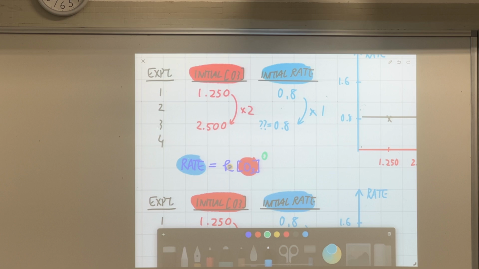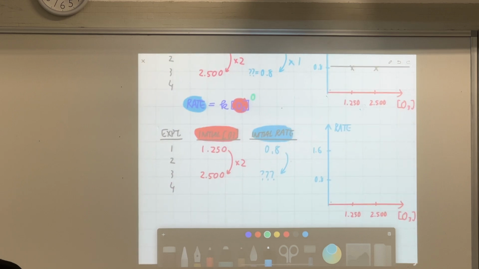Now that you know K is 0.8, can you try to plug another number in? What is 0.8 times 2.5 to the power of 0? 2.5 to the power of 0 is 1. But 1 times 0.8 will still be 0.8, right? Yeah, okay, so what about now?